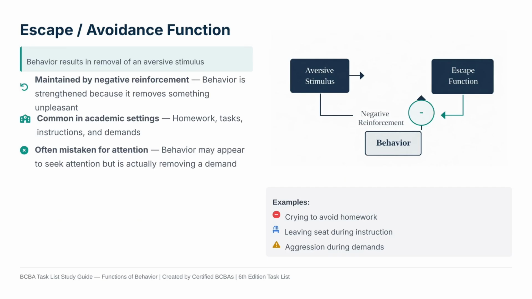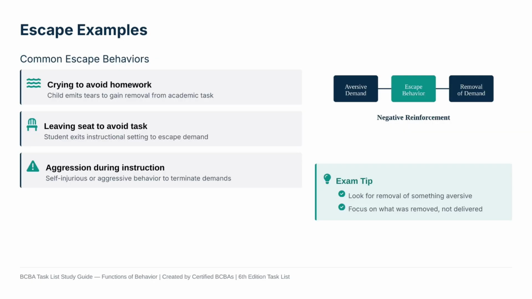We'll start with escape. Escape behaviors are maintained by negative reinforcement. That means the behavior increases because it removes something aversive. Typically, that aversive stimulus is a demand, a worksheet, a chore, a social expectation. So the key diagnostic question is, what was removed? For example, a student cries and the worksheet is taken away. Or a child becomes aggressive and the instruction stops. Or a student leaves their seat and the teacher delays the task. In each case, something unpleasant is removed, and that removal strengthens the behavior. Always focus on removal, not delivery.